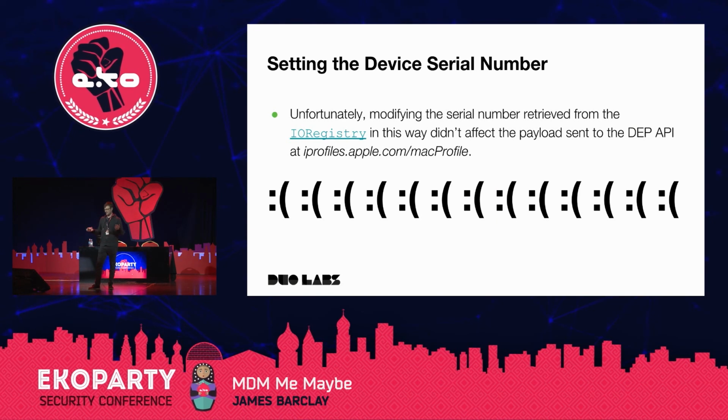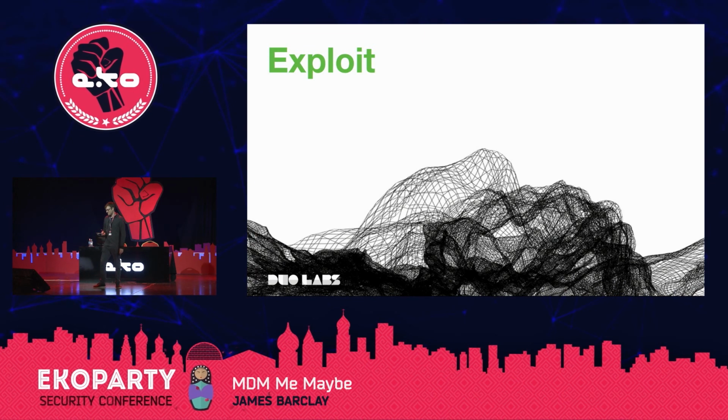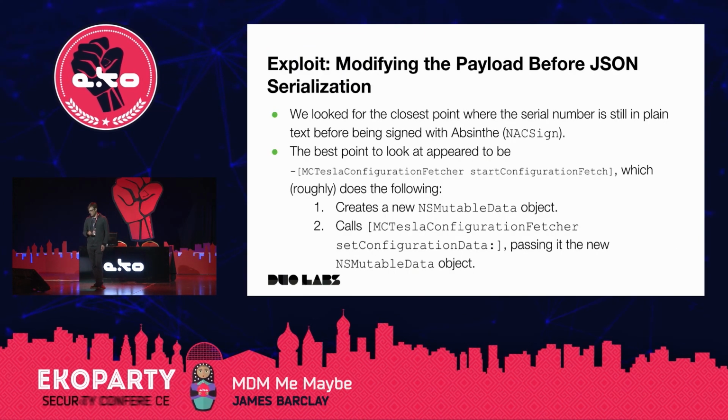But unfortunately, for whatever reason, this didn't actually modify the payload that is sent to that Mac profile endpoint. But something did. So I'll talk about what actually worked. Once that initial process failed, we looked to find the closest point where the serial number is still in plain text before it gets signed.